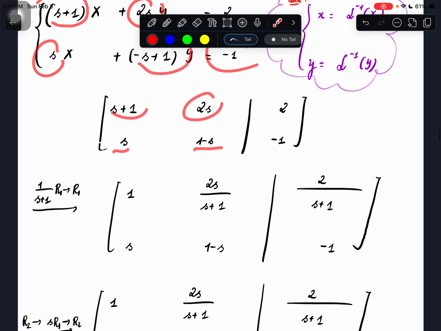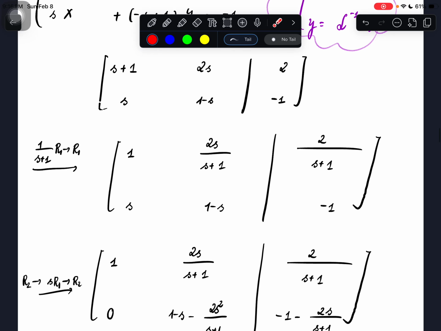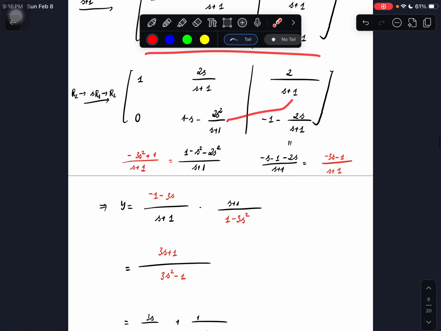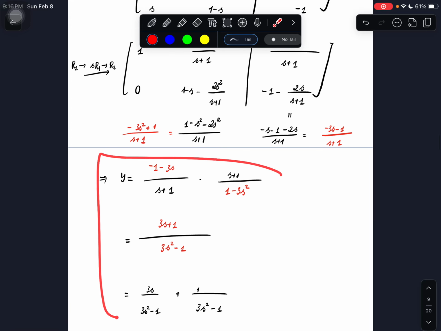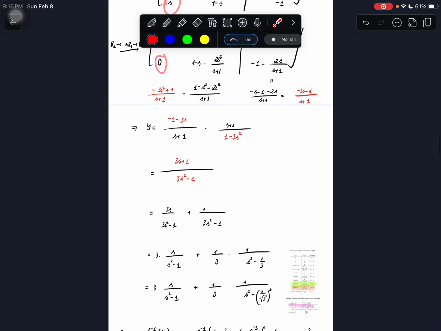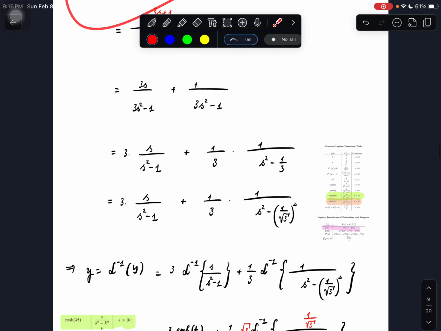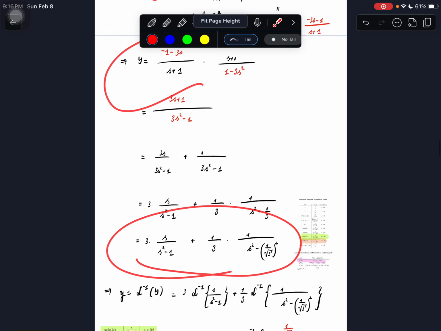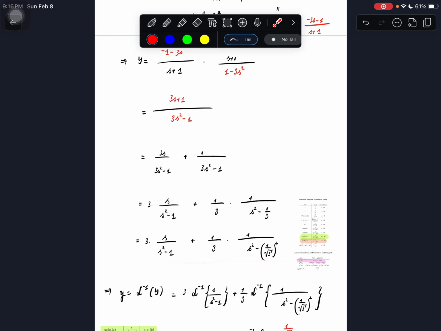And then do Gaussian reduction. You will reduce all of this, try to eliminate all of this, and you get 0, and you get Y equal to this term. So Y equals this term.